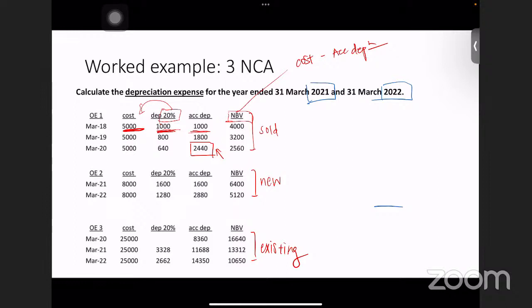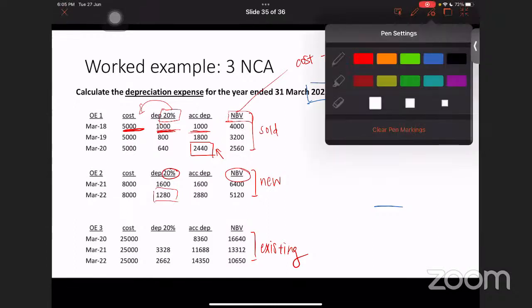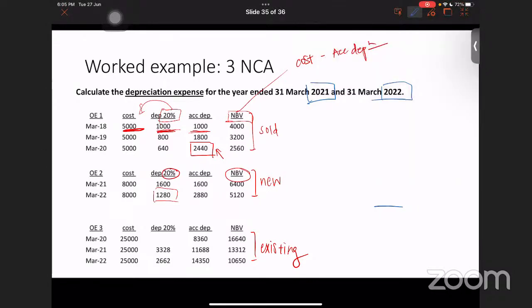Okay, then the following year I already have MBV, right? So I will just take rate multiply by MBV. Following year it will change already, the depreciation. Okay, so this one nothing new, same thing that we have been doing just now. Okay, then now for existing, that's where it's a little bit complicated.